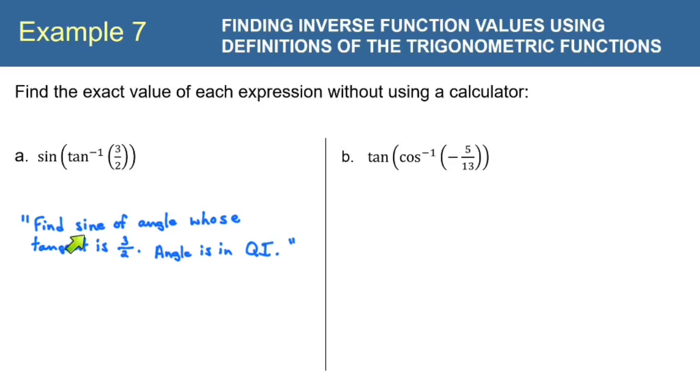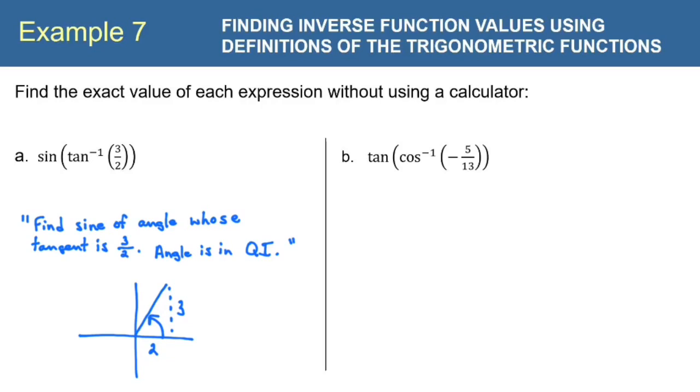So it says find the sine of an angle whose tangent is 3 over 2 and the angle is in quadrant 1. I'm sure that all of you are familiar with this type of problem. We've seen it over and over again. So what we want to do is draw ourselves an angle that's in quadrant 1, close up the triangle, and then label our sides. If this is a tangent value, then this is y over x. So the vertical side is 3 and the horizontal side is 2.